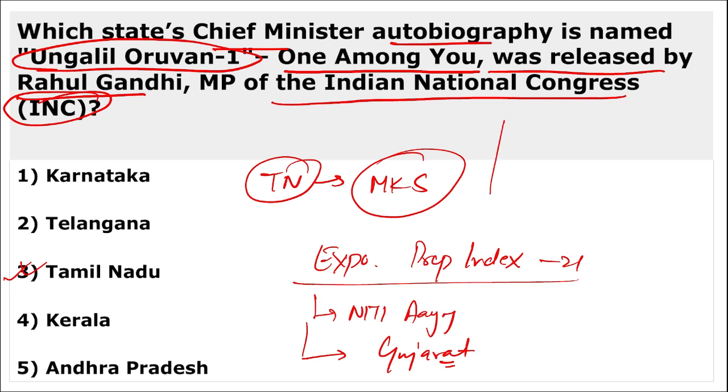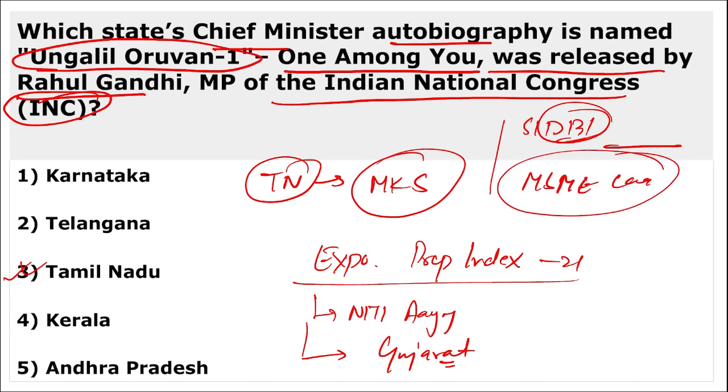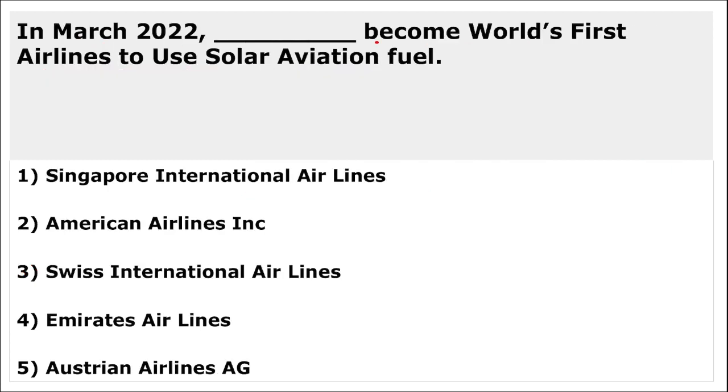Then tell me, CSB has signed a pact or joined hands with which state to develop the MSME ecosystem? So CSB is helping Meghalaya to develop the MSME ecosystem. In March, which airline became the world's first airline to use solar aviation fuel? It is Swiss International Airlines.